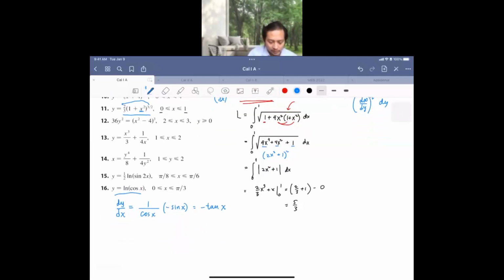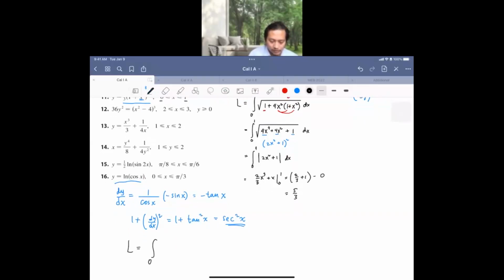And then again, do the same thing as usual: adding 1 and then squaring the content. So we will have 1 plus tangent squared x. And remember, 1 plus tangent squared is equal to secant squared, right? So you can write secant squared x. So what we are going to do is take the arc length from 0 to pi over 3 of the square root of secant squared x dx. And this will be secant x dx.